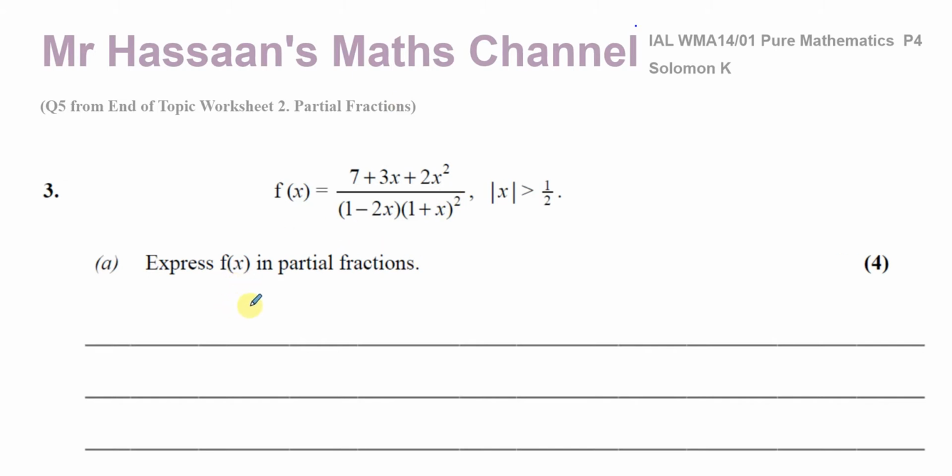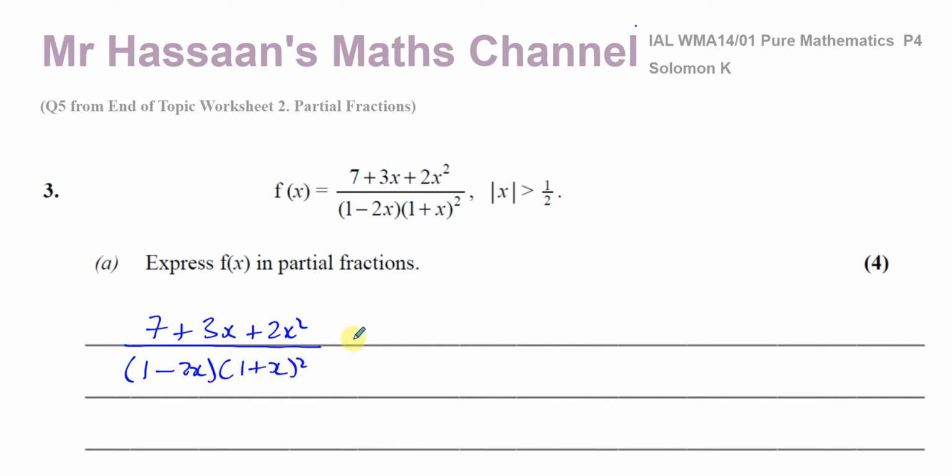Part A of this question tells us to express this function f of x in partial fractions. So we've got to take this fraction and split it apart into separate parts, basically. Take it apart. Express it in partial fractions. That's what that kind of means, you could say.